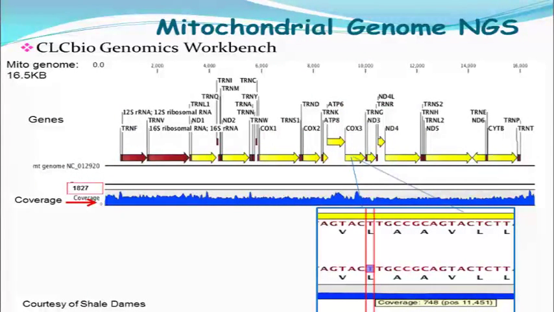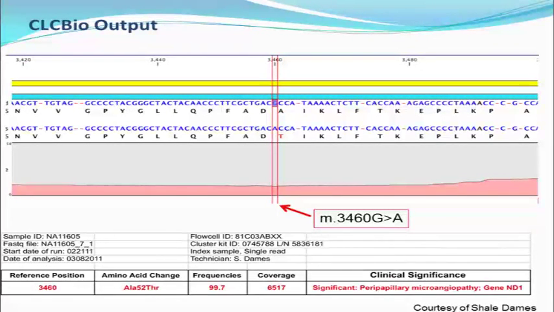And here are the mitochondrial genome sequencing results. On the top is the linearized 16.5 kb mitochondrial genome sequence, and these are the 37 genes. Here are the actual sequence results we got from next generation sequencing. In this particular position, you can see we have 748 depth of coverage.